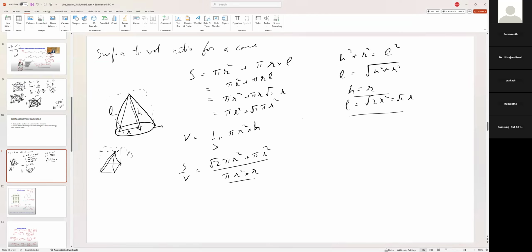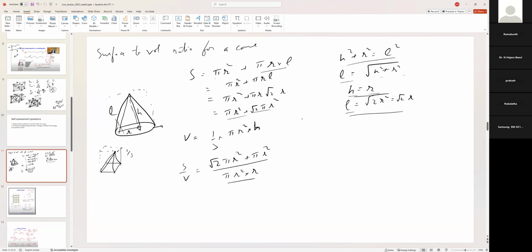So the surface area of a cone we calculated is the surface area of the base plus the curved surface area. Surface area of the base is pi r square. The curved surface area is pi r L. Using Pythagoras, you can get a relation between L and R. If you assume radius is the same as the height, you get a relation between L and R directly. Substitute the value of L in this formula. You get this as your total surface area.